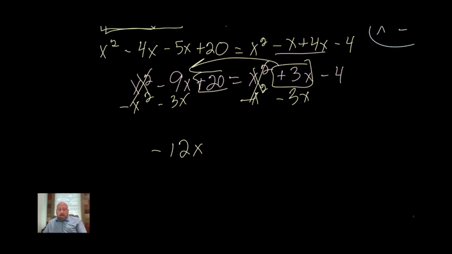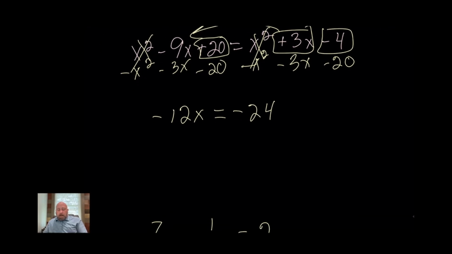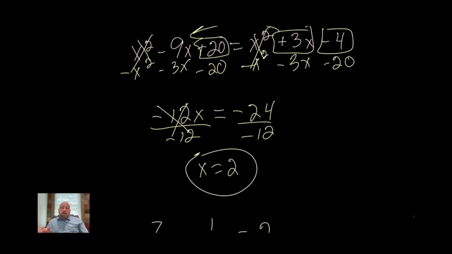And then I'll take this positive 20 and move it over here. So minus 20 from both sides. And that's going to equal a negative 24. And then I'll divide both sides by negative 12. And I'll come up with x equals a positive 2. Okay, so that's going to be my answer. X equals positive 2.